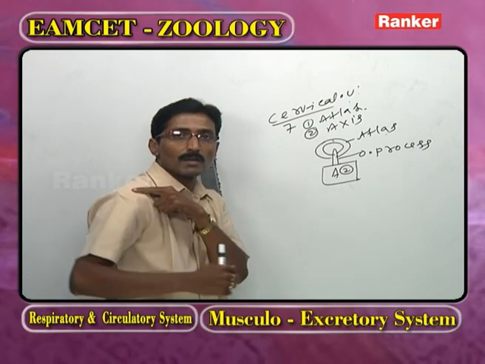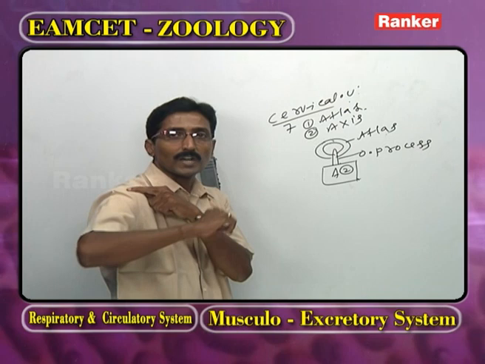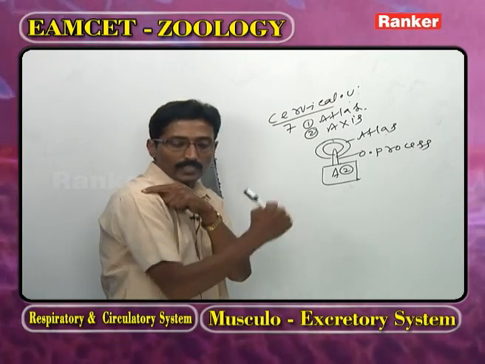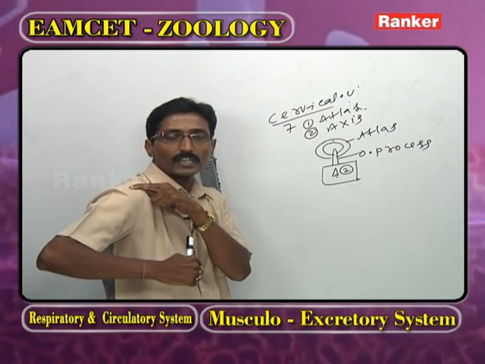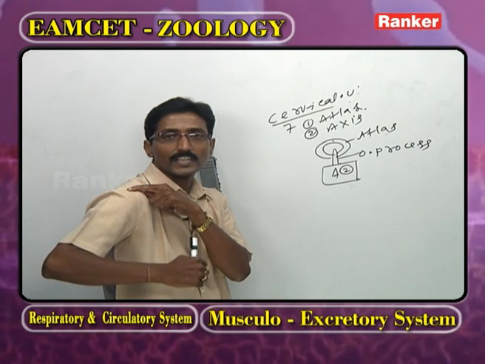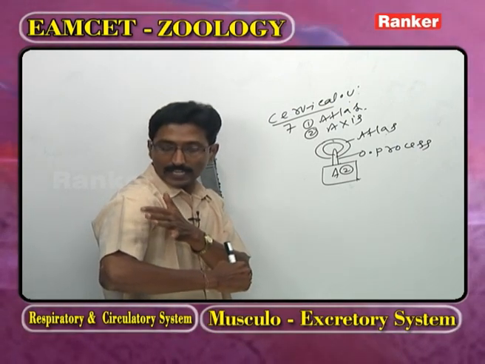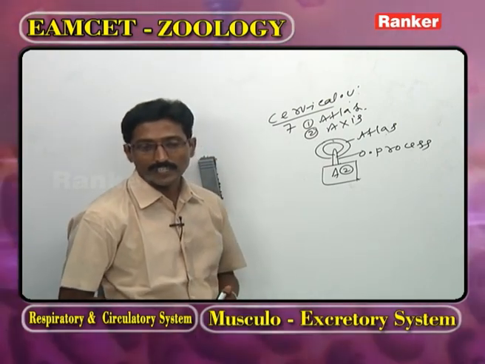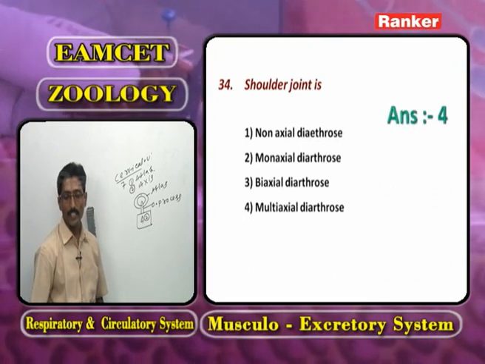So it is an example of the ball and socket joint. It is also called multi-axial because we can rotate this in all directions. So it is called the ball and socket joint, or multi-axial. What is the shoulder joint? The joint present between the head of the humerus and the glenoid cavity. Now here the answer is multi-axial. Next question.